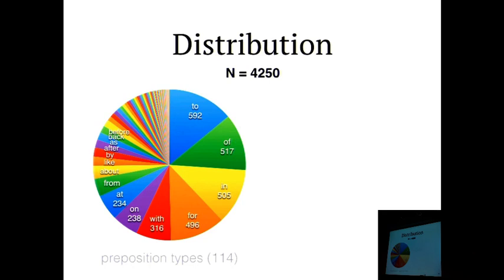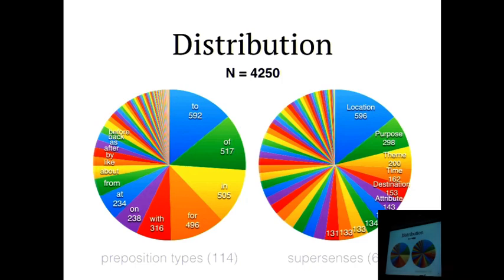So this is a highly Zipfian distribution. This is what makes this so challenging. However, if you look at the distribution of semantic labels, it's a lot more even. So we have a few that dominate, like location and purpose and time. But most of our semantic labels, we had 75 labels, and most of them had some representation in the corpus.